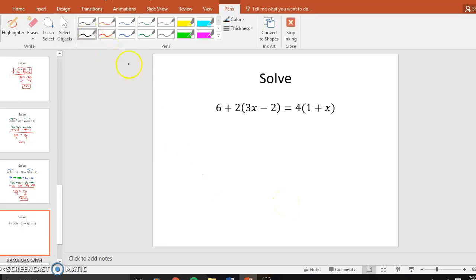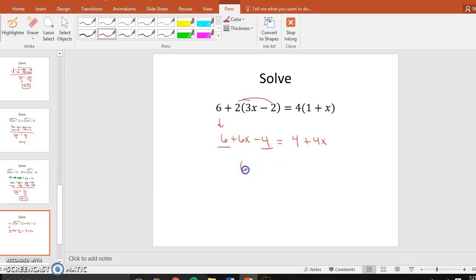so again, common mistake here is students will want to add these, but you can't. You have to distribute first, multiplication before any addition or subtraction. So bring down the 6. 2 times 3x is 6x. 2 times negative 2 is minus 4, equals 4 times 1 is 4. 4 times x is 4x.